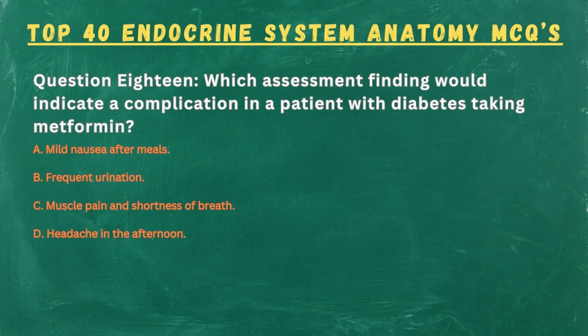Answer. C. Avoid palpating the abdomen. Question 18. Which assessment finding would indicate a complication in a patient with diabetes taking metformin? A. Mild nausea after meals. B. Frequent urination. C. Muscle pain and shortness of breath. D. Headache in the afternoon.